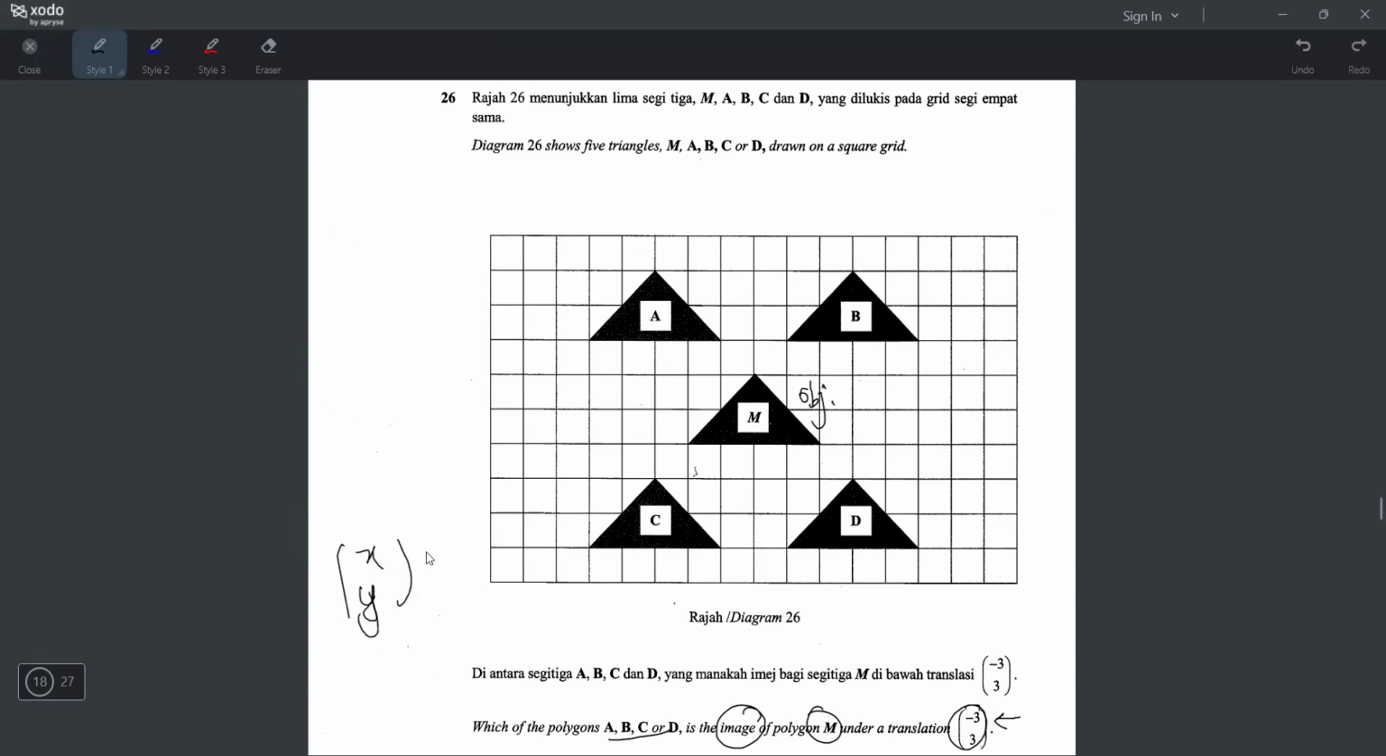X, Y. X is for the movement left and right. Y is for the movement up and down. So if X is negative, move to the left. And then the bottom one is 3, but it's positive, so move up. So move left, move up. A is the answer.